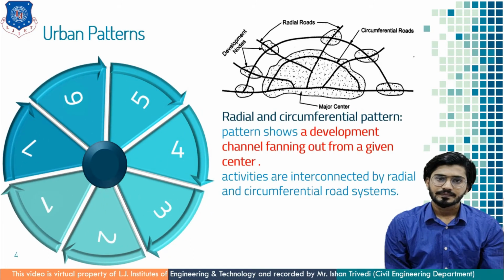Next is the radial and circumferential pattern. This pattern shows a development channel fanning out from a given center. It means the major road is there and the city is fanning out from one part, and there are circumferential roads crossing over the radial roads. At these crossovers you will find certain development nodes, or development nuclei, where certain levels of activities are carried out.